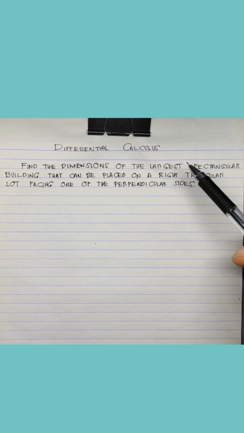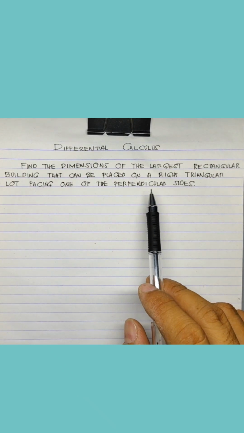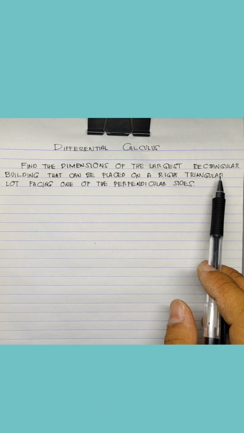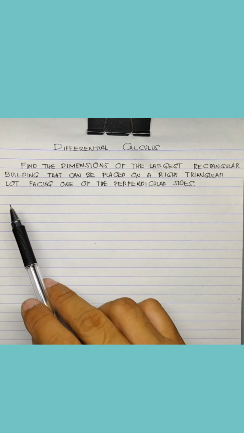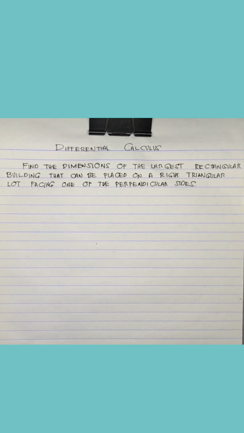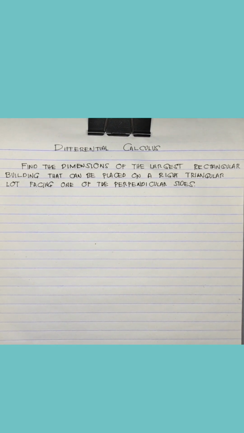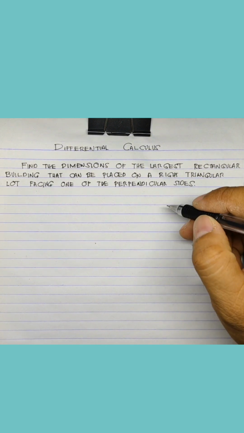So we have here another differential calculus problem. The problem states to find the dimensions of the largest rectangular building that can be placed on a right triangular lot facing one of the perpendicular sides. So first we're going to draw the triangular lot.